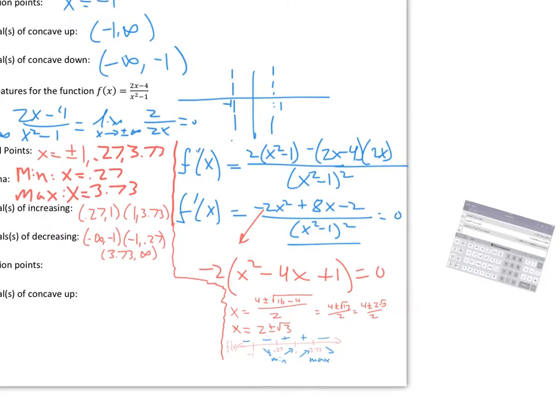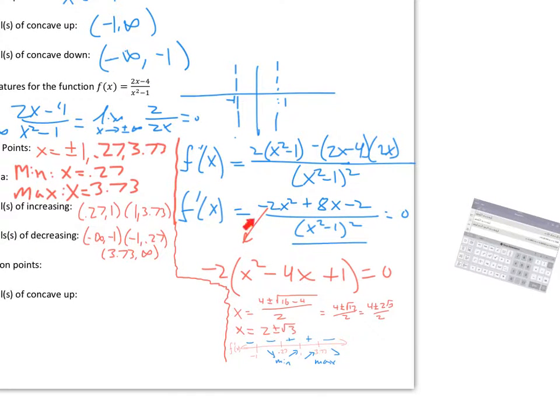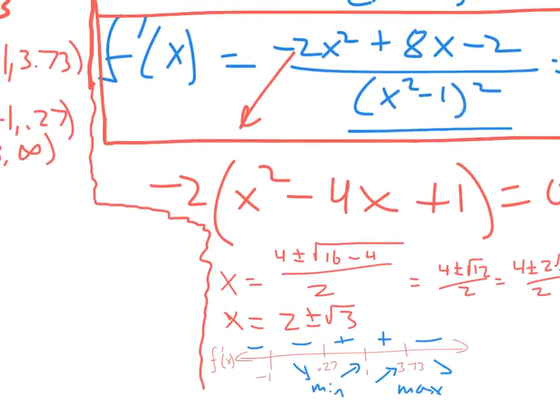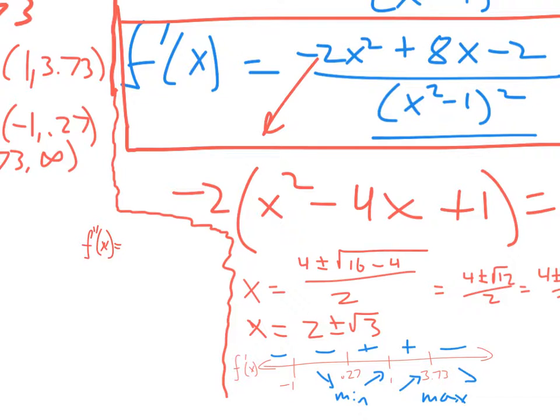So let's come over here looking at our first derivative right here. Okay. And let's use the quotient rule yet again. All right. So using the quotient rule for this guy. Derivative of the top, we get -4x plus 8 times the bottom, x minus 1 squared.